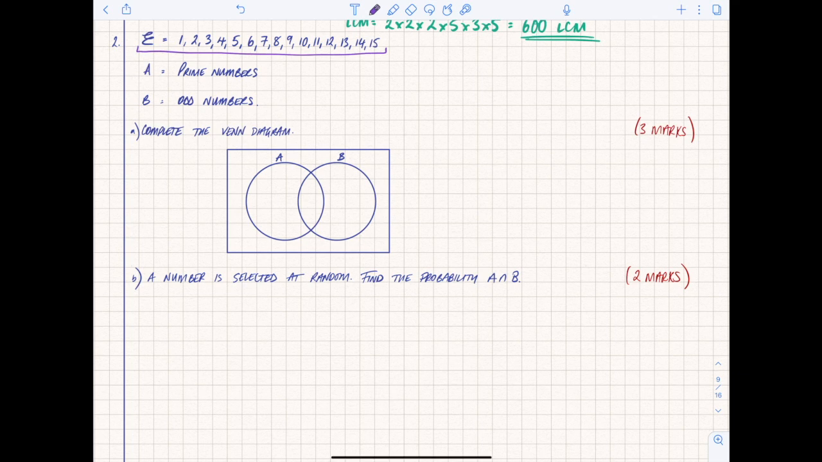Okay, so all the numbers there, 1 to 15, 0 is not in it. And then it tells me that A are all the prime numbers. So what I would do first of all with a Venn diagram question like this is, I would look at listing all my prime numbers first of all.